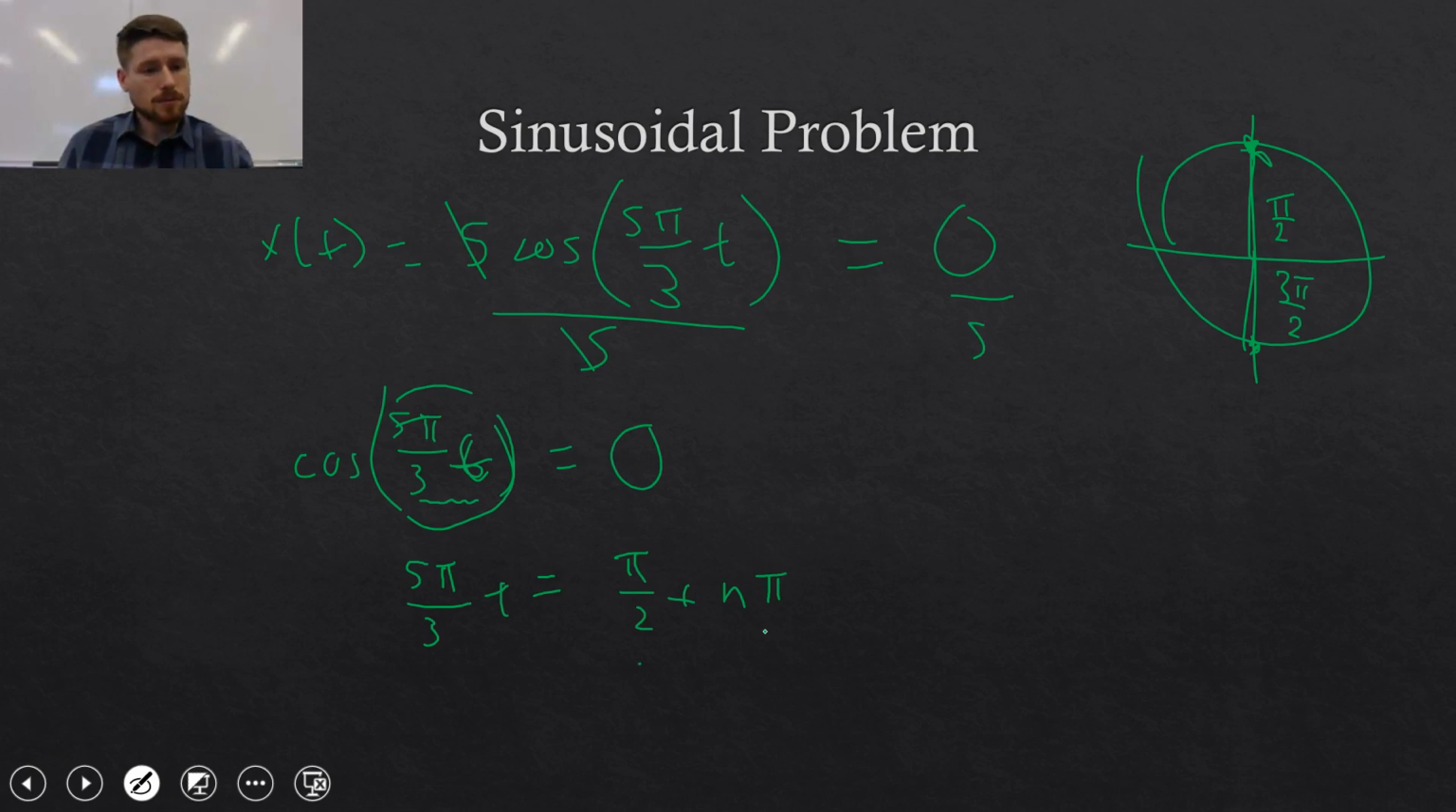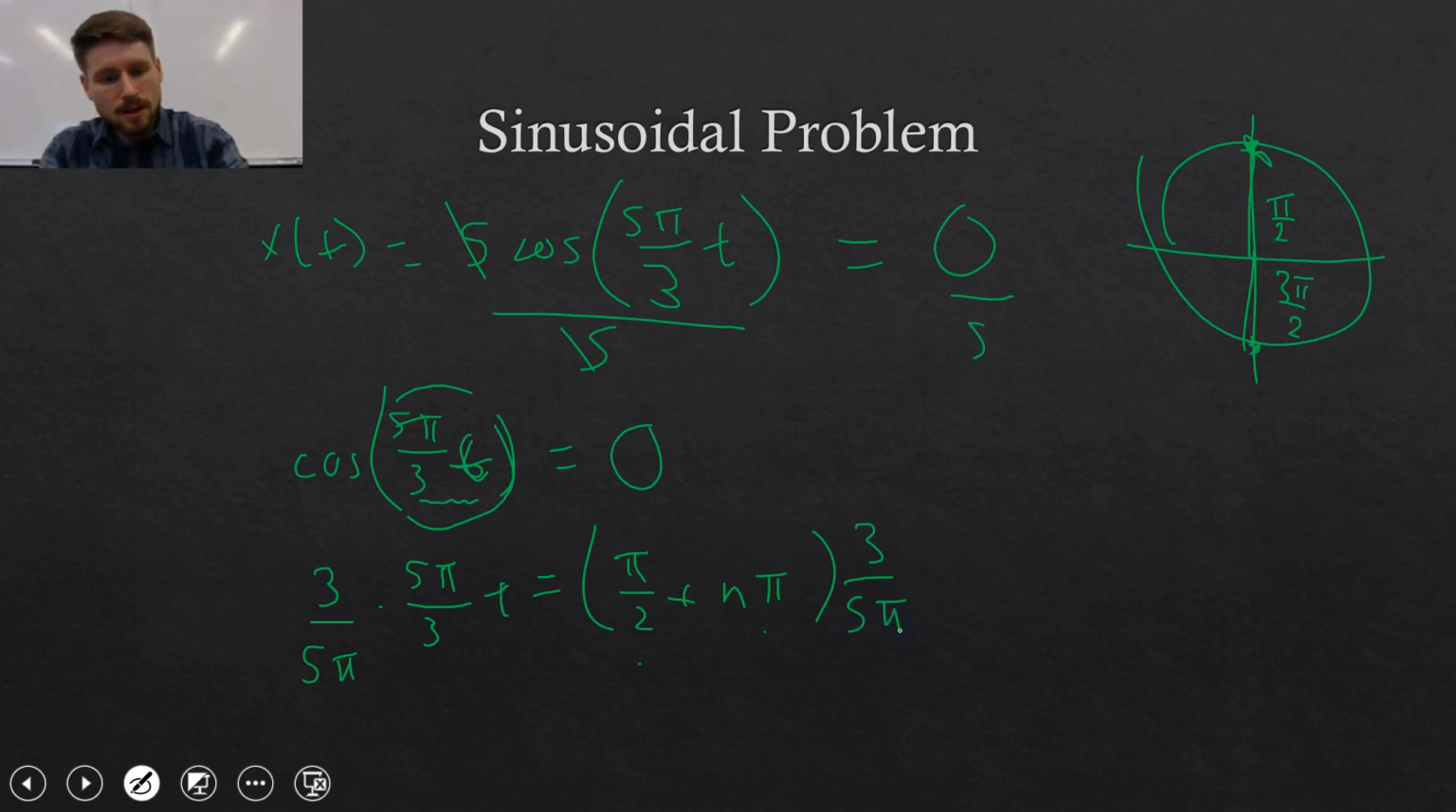Now, we'll solve for t. So we'll multiply both sides by 3 over 5 pi, which is the reciprocal of that number. Multiply both sides by 3 over 5 pi. And so these cancel, and that gets us t by itself.